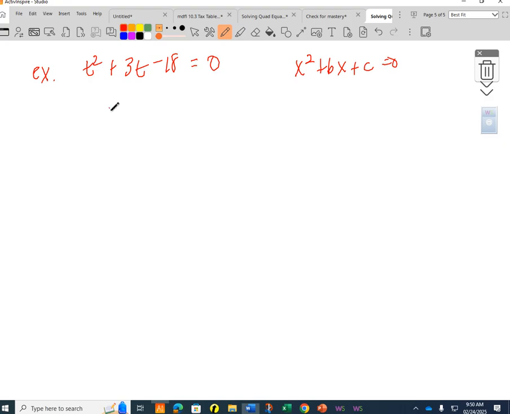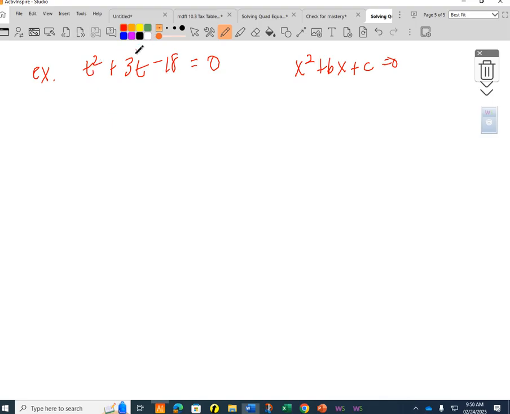Add 18 to both sides? Now, if we have 3 terms, we want to keep everything set equal to 0. If we have 2 terms, we might want to solve using the square roots. If there was no 3t there, it would be a great idea to add 18 to both sides and then take the square root of both.